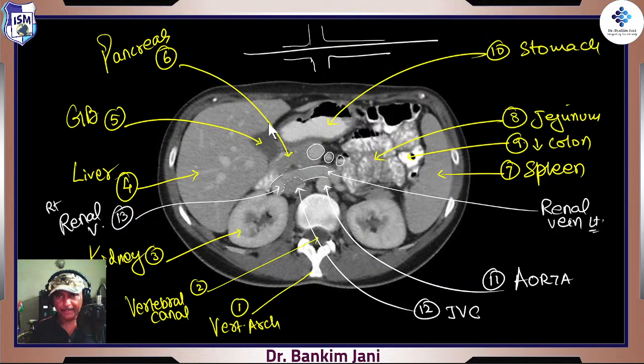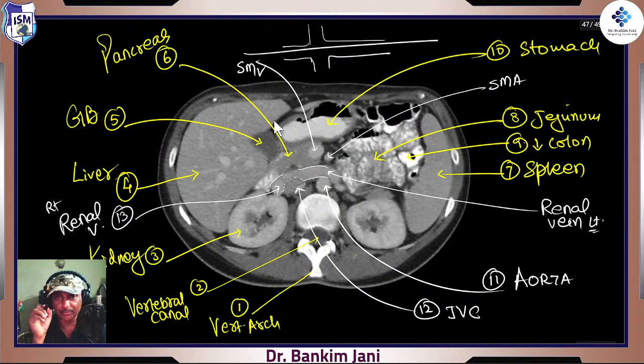Now you have to really focus a bit. This middle one is the superior mesenteric artery, and this bigger one is the superior mesenteric vein. Here it is. See, that's how they are, the superior mesenteric artery and the superior mesenteric vein.